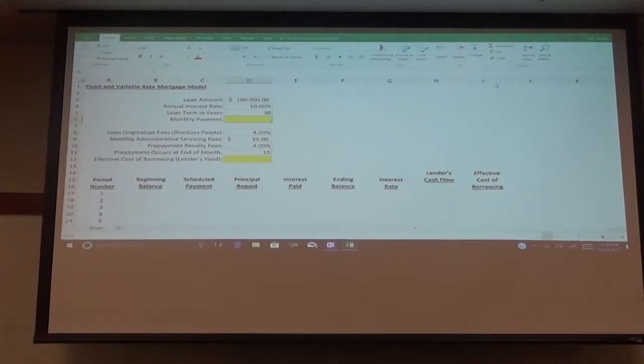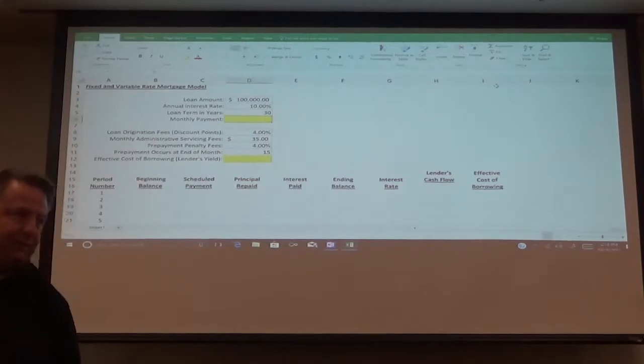Those of you that are still struggling with it, potentially talk with one of your neighbors, see if they can help you out if you have a bit of a challenge. It should be 877. It should match up with what's on the handout, $877.57.